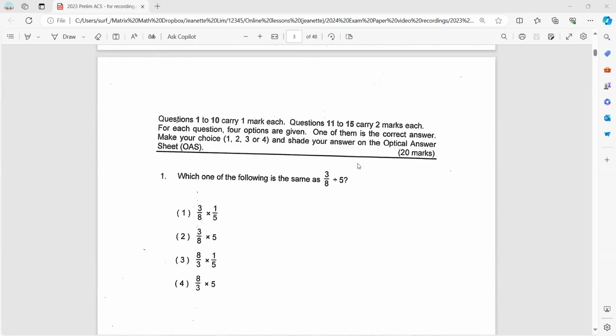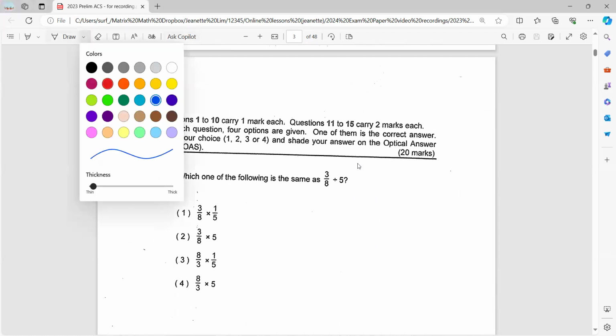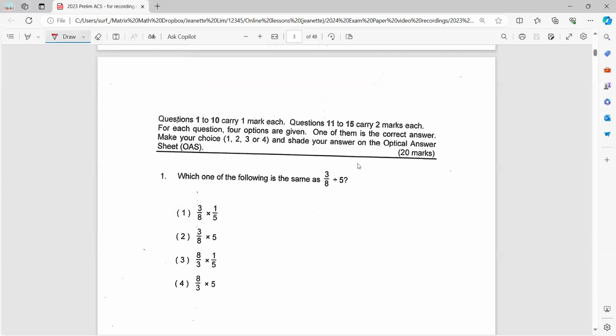Okay, which of the following is the same as 3/8 divided by 5? So for 3/8 divided by 5, division of fractions, we need to apply what we call KCF, which is keep, change, flip. So how do we do that?